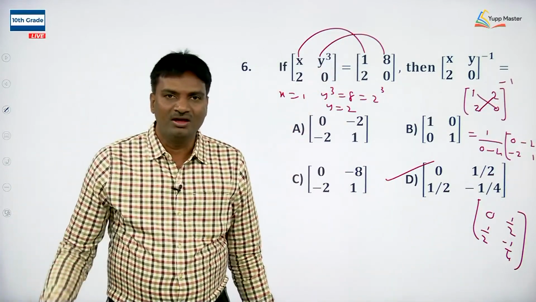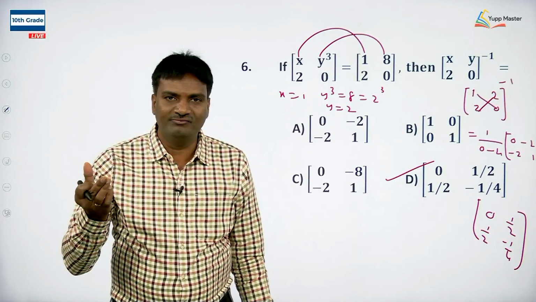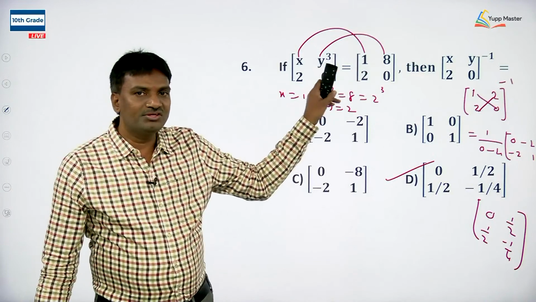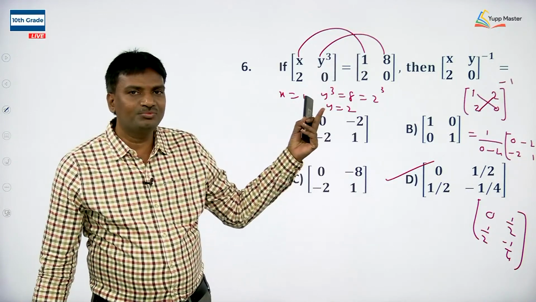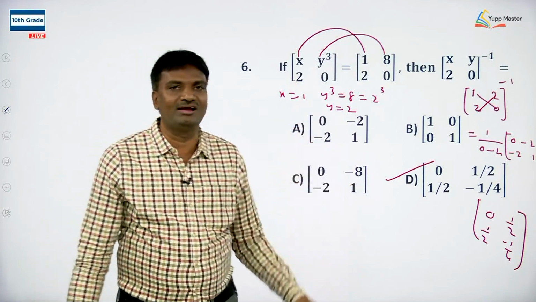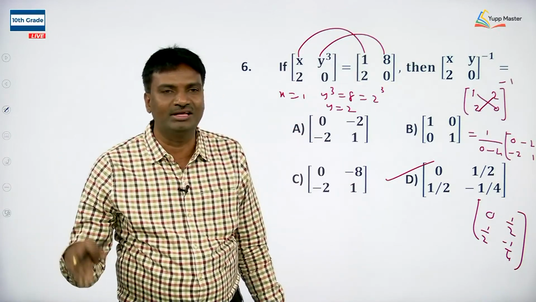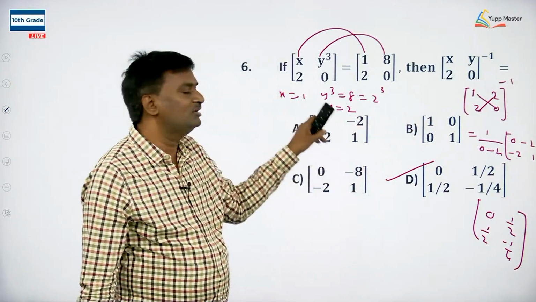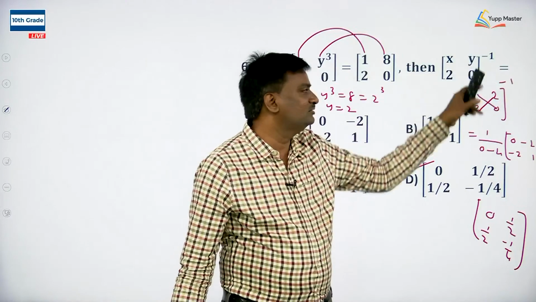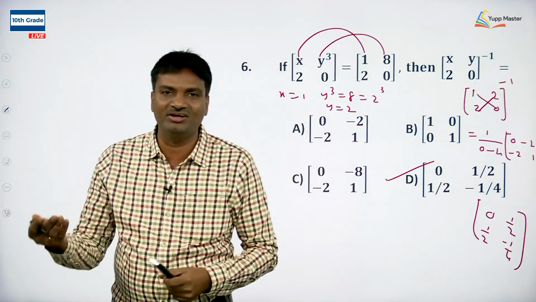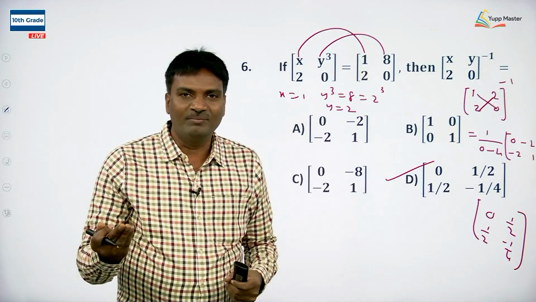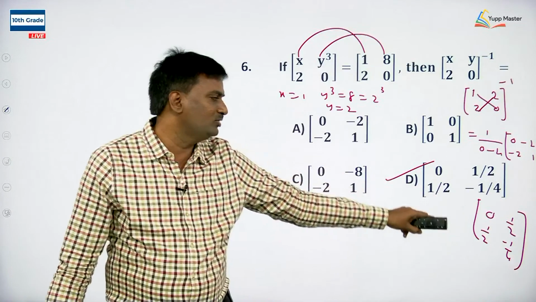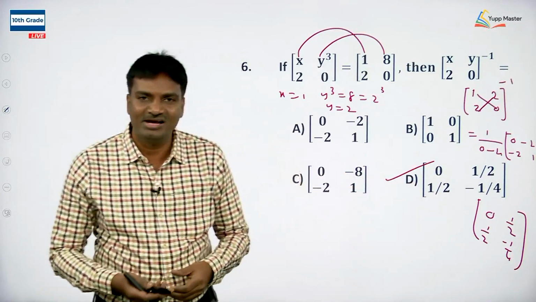Very simple problem. First let us find the values of x and y by comparing the corresponding elements on both sides of these two matrices. By comparing the corresponding elements, we got x equal to 1 and y equal to 2. After getting those values, substitute them here: 1, 2, 2, 0 inverse, that is nothing but the inverse of a 2 cross 2 matrix. So 1 by AD minus BC, D, minus B, minus C, A. Applying that formula, we got 0, 1 by 2, 1 by 2, minus 1 by 4. That is option D.